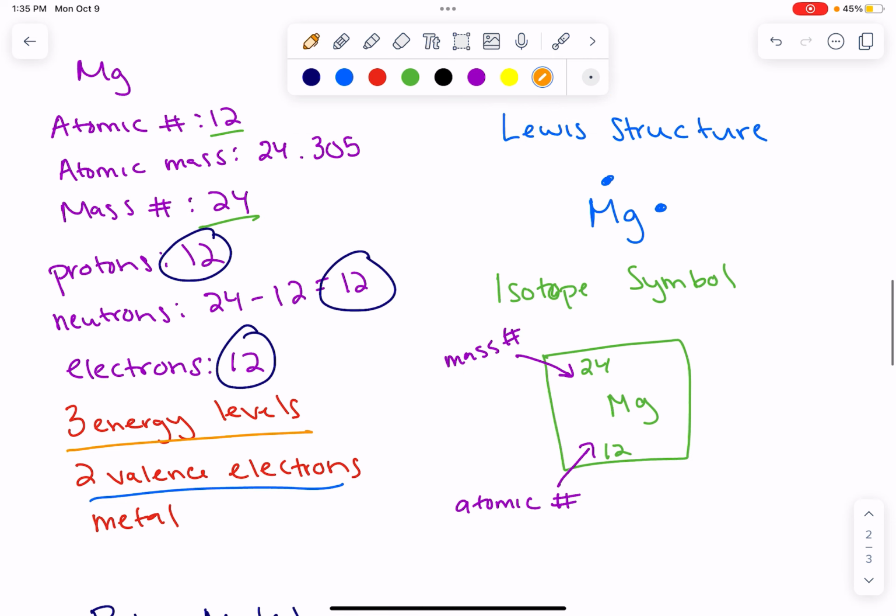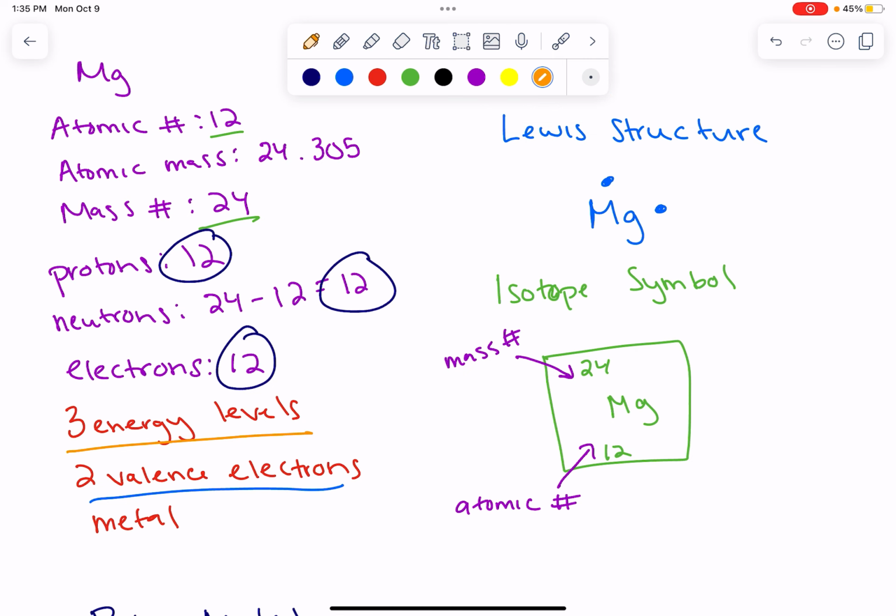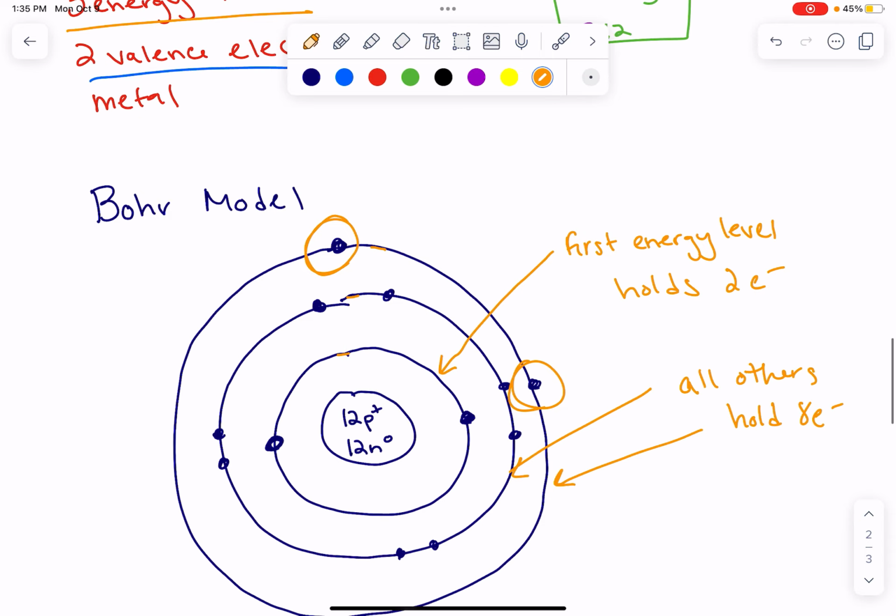In this video, we went over how to find the atomic number, the mass number, protons, neutrons, and electrons, as well as energy levels, valence electrons, and metals. We also talked about how to make Lewis structures, isotope symbols, and Bohr models.